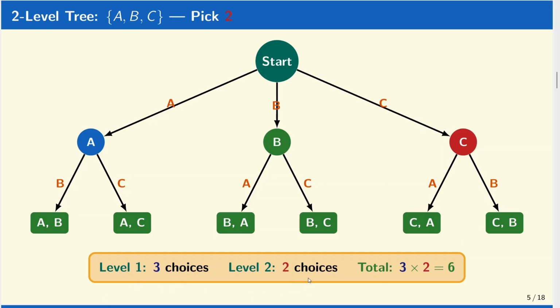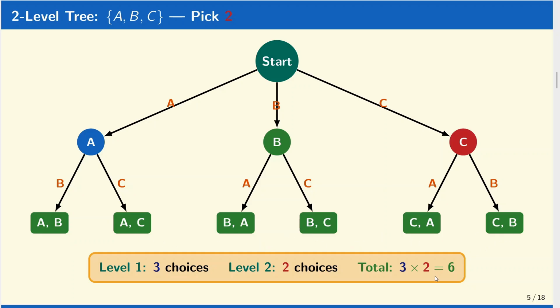remaining for level 2. So, how many final arrangements do we have at the very bottom of the tree? We have 3 initial branches, and each of those splits into 2 smaller branches. By multiplying our choices, 3 times 2, we get our total number of arrangements, which is 6. You can count the dark green rectangles at the bottom to verify. There are exactly 6 unique pairs.